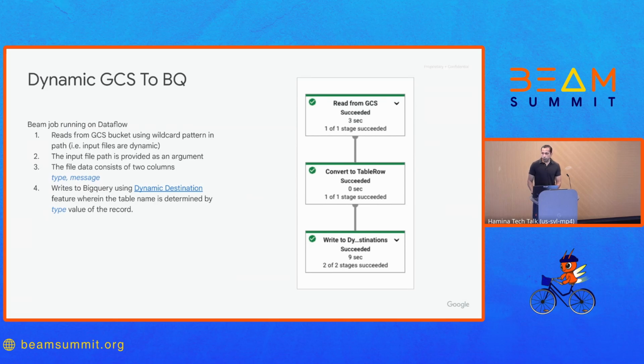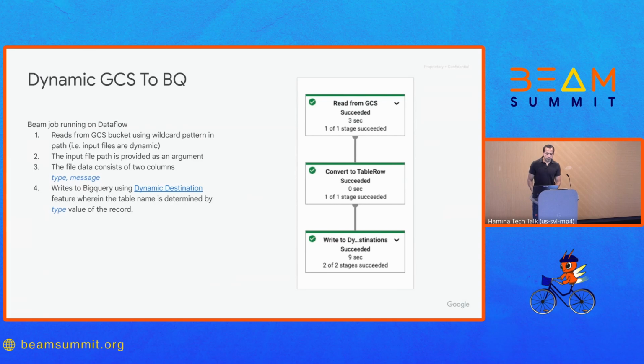Then we are also providing the input file path through the command line, as an argument to the pipeline. And the file consists of basically two columns. First is a type, which basically states the type of the message. We can assume that it's log messages, and it has types such as error, warn, info, etc. And then it's the message. And then lastly, we write the messages to a BigQuery dataset using dynamic destination.